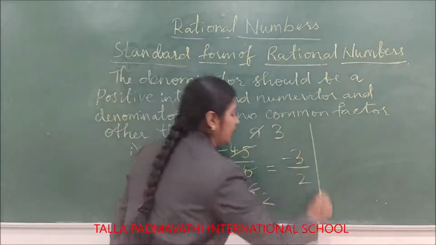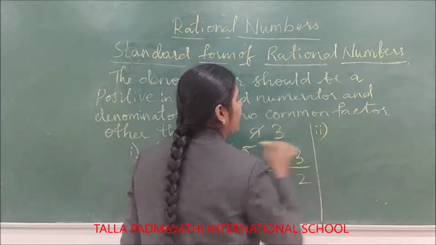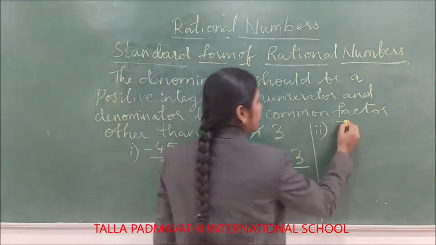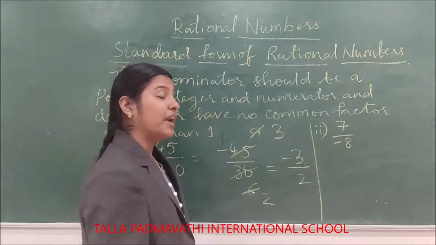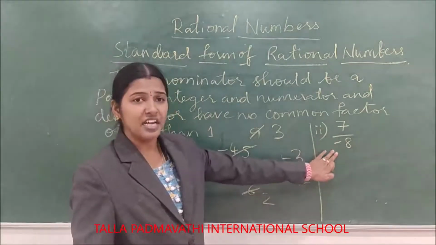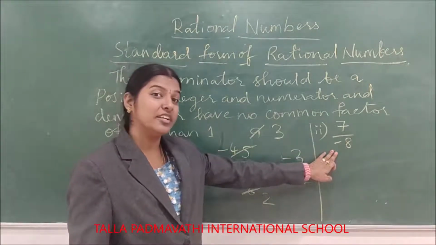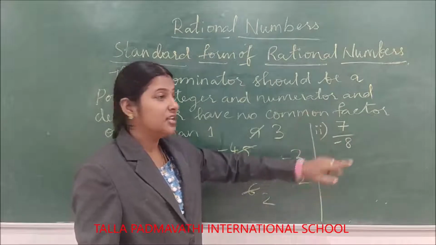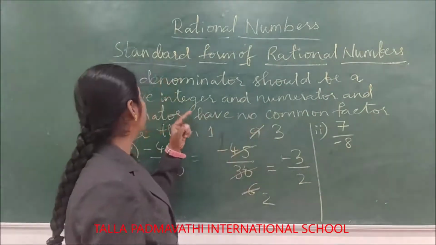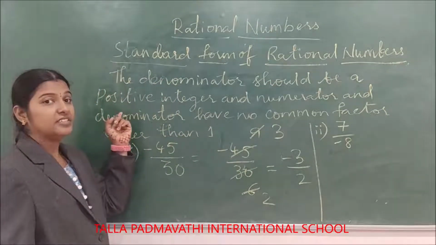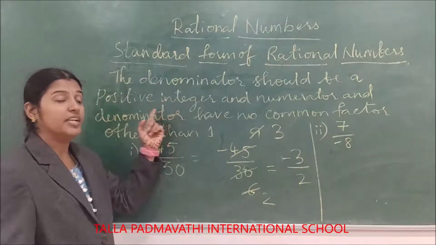Suppose children, let us take one more example. That is 7 by minus 8. Now, is this in the standard form? No, it is not in the standard form. Why? Because the denominator has a negative integer. But what we told? We told that it should be a positive integer.